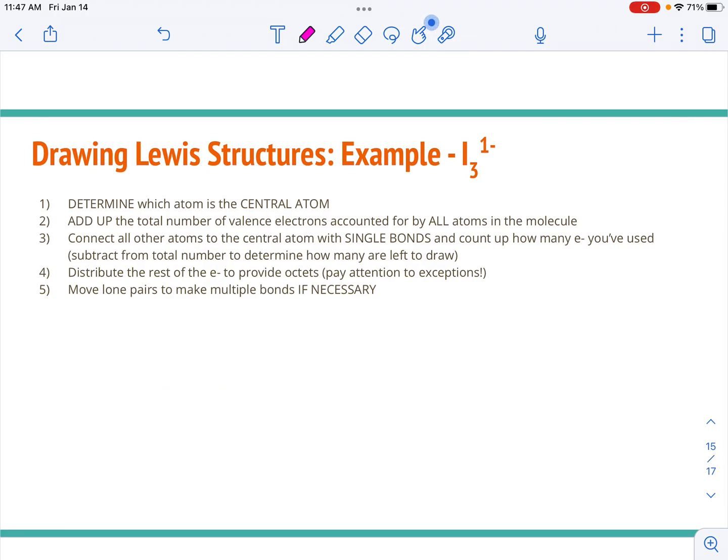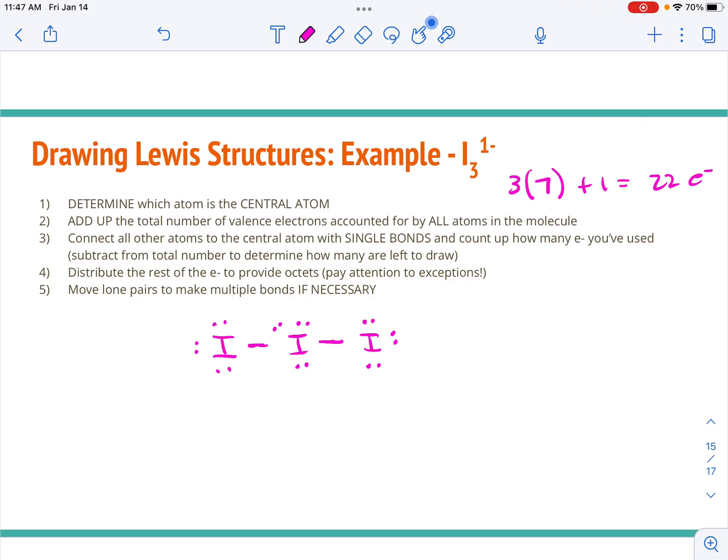Let's do another one. I3 minus. This is a central atom that has to be iodine now, so I'm going to draw my 3 iodines. I'm going to add this up. This would be 3 times 7 for each one, plus 1 more for the negative charge, so this is 22 electrons. I'm going to add electrons till I get to 22, so this is 2, 4, add to the terminal, 6, 8, 10, 12, 14, 16. I have way more to draw, so I'm going to do 18, 20, 22, okay? And this gives me 22 electrons.